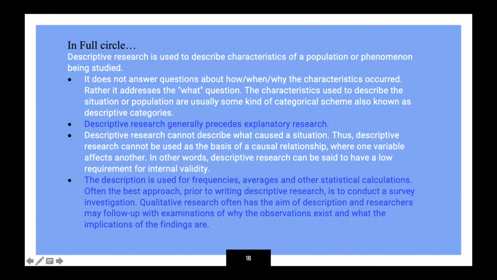As a whole, the description is used for frequencies, averages, and other statistical calculations. Often, the best approach prior to writing descriptive research is to conduct a survey investigation. Qualitative research often has the aim of description, and researchers may follow up with examinations of why the observations exist and what the implications of the findings are.